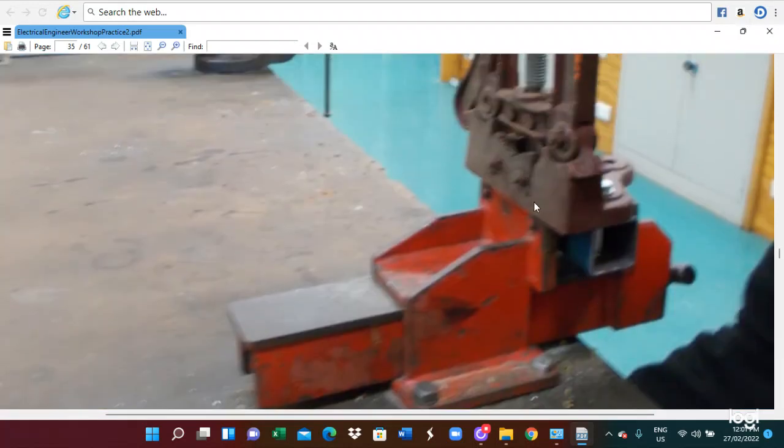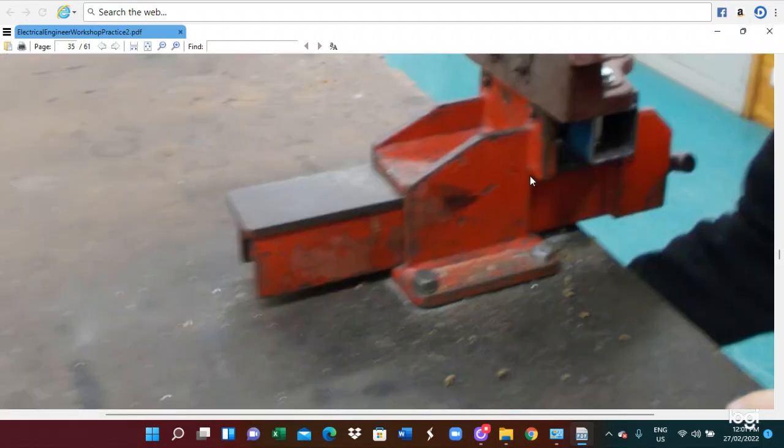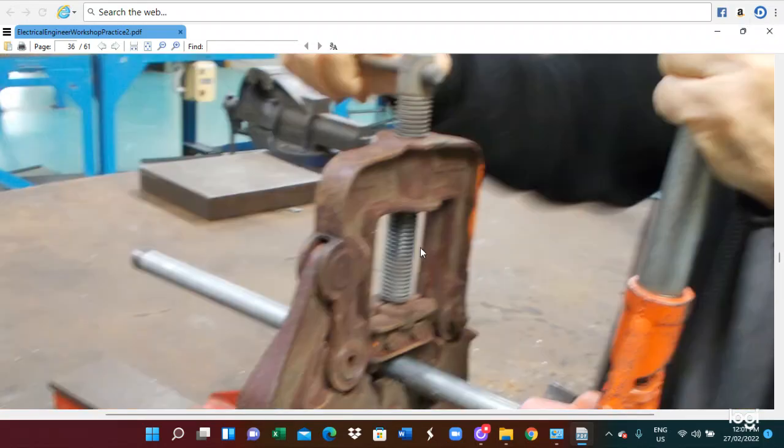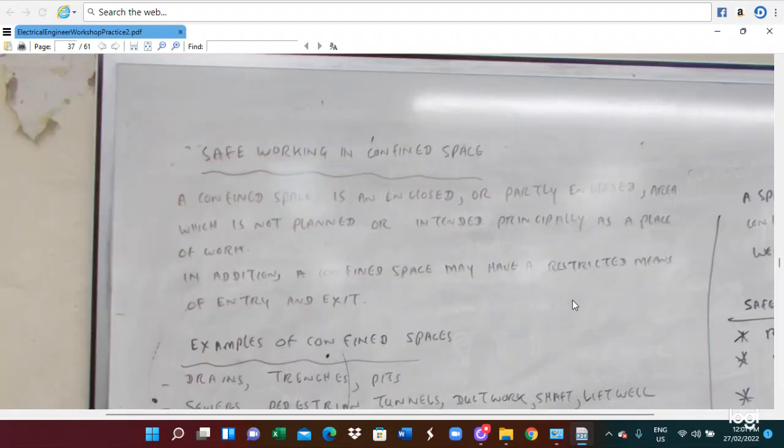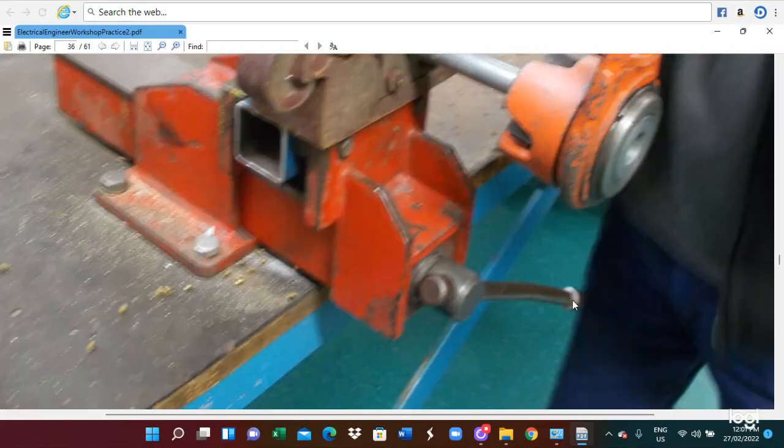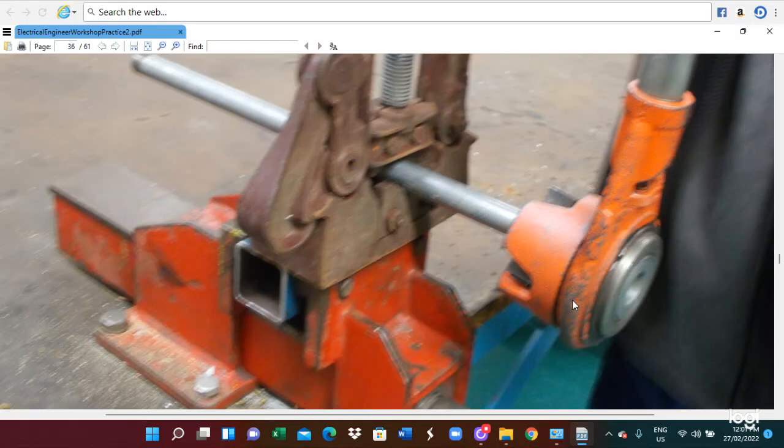This is the vice connection. So this is how the tapping and threading diagram looks. Okay, so these are the ways we utilize the electric project.